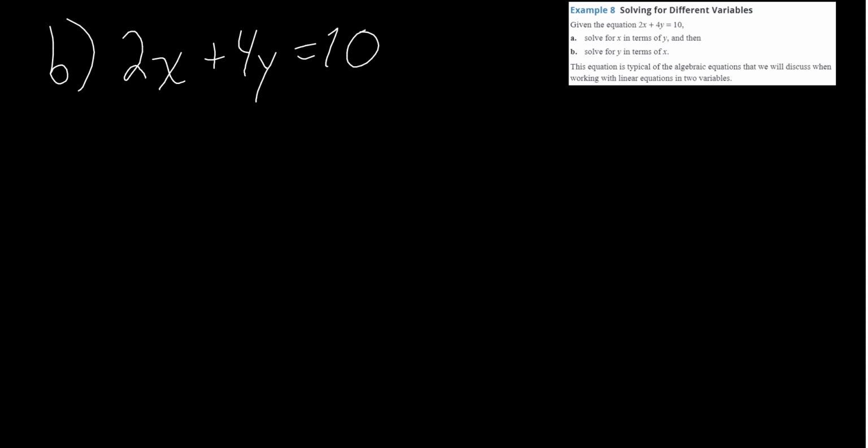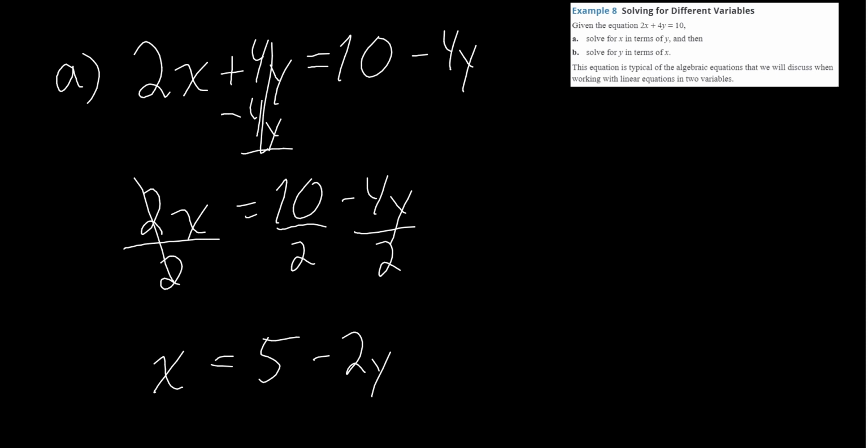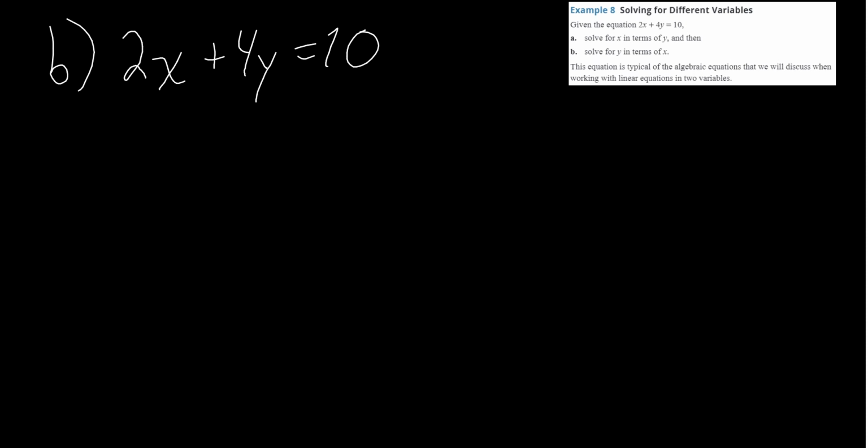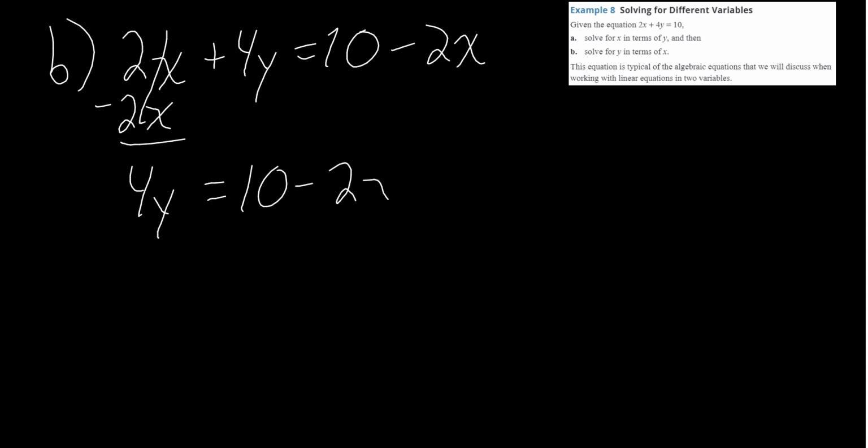So for B, we now want to solve 2x plus 4y is equal to 10 for y. So we want to subtract 2x on both sides, so minus 2x here, and that cancels that, and then a minus 2x over here. So we end up with 4y is equal to 10 minus 2x.